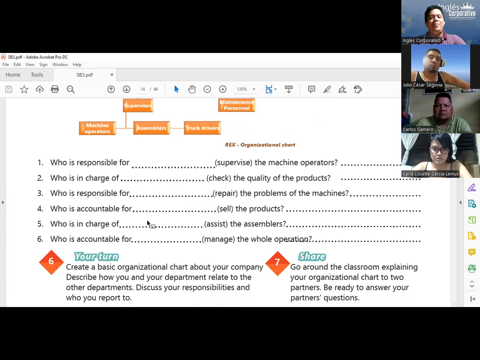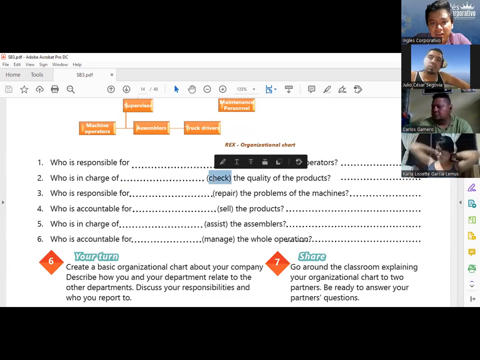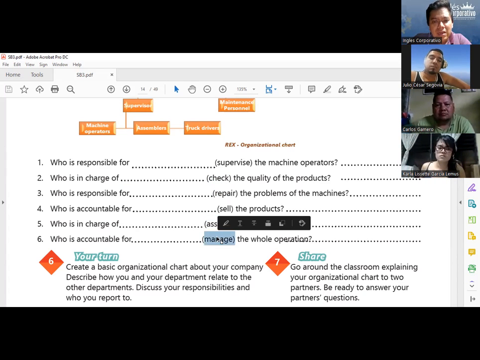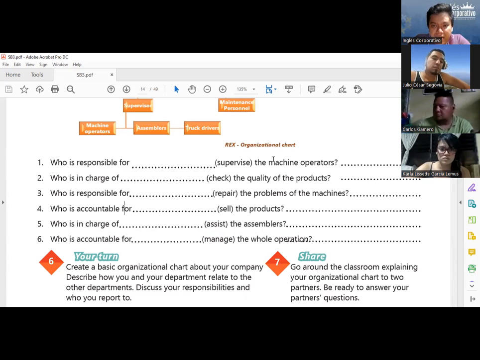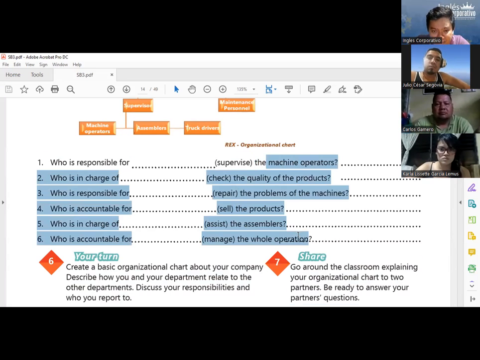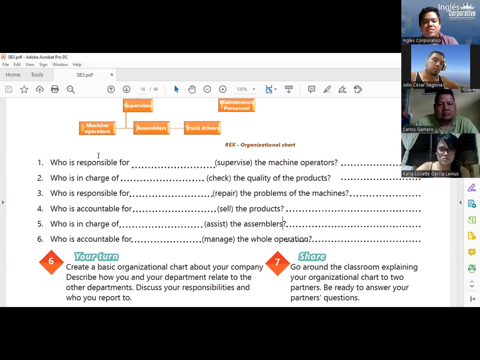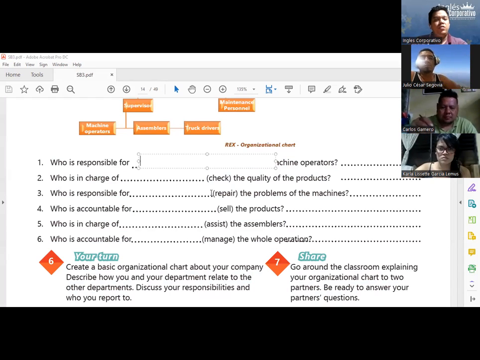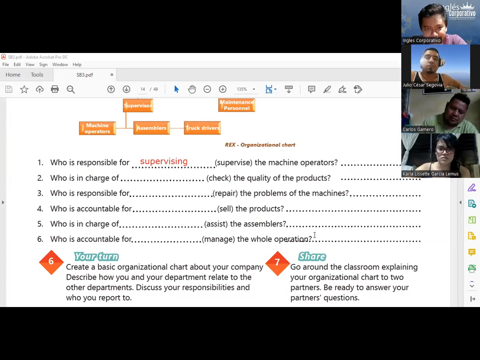Check this out. Dice la primera oración acá. ¿Qué vamos a hacer primero? Vamos a ver el organizational chart over here. Y acá, si ven ustedes, tenemos unos verbos en paréntesis. Estos verbos me los van a colocar de manera adecuada después de las preposiciones que aparecen acá, para completar la pregunta, okay? For example, it says, who is responsible for? ¿Cómo sería que va el verbo acá? Sería ing. Ajá. Okay, very good. So in this case, who is responsible for supervising the machine operators? There you go.